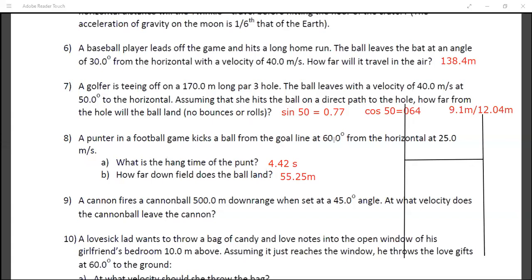Thank you. Yes, Neil. Hello, sir. I have a doubt in the eighth question. Sir, hang time means the time taken to reach the maximum height or the total time? Total. It is going to cross this maximum height and reach the other end of the ground. Okay, sir. Thank you.